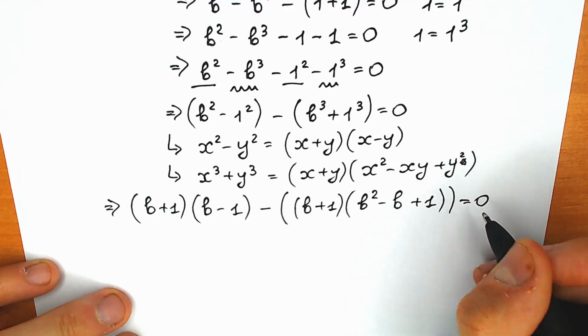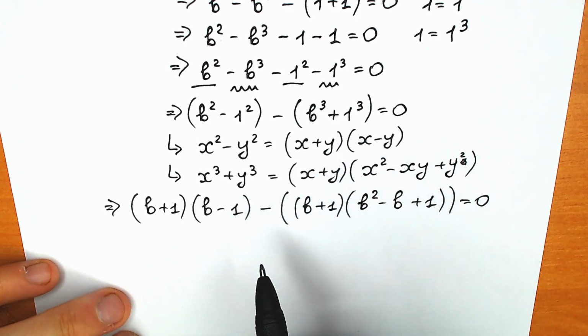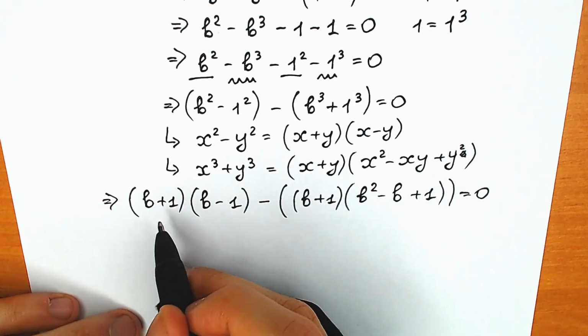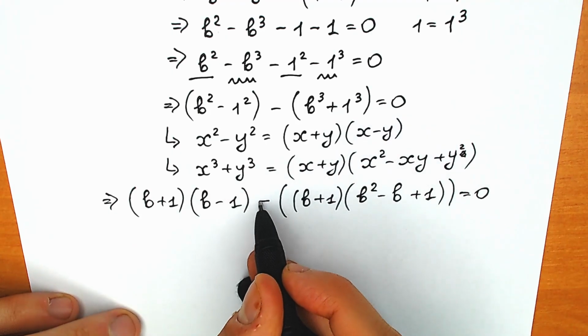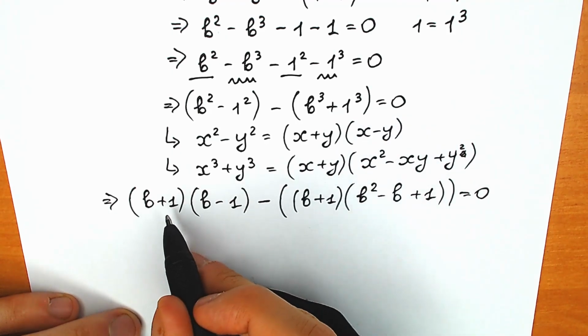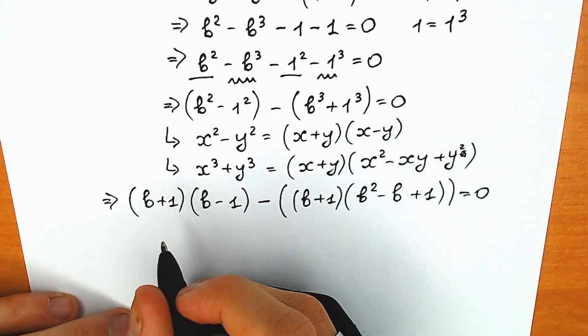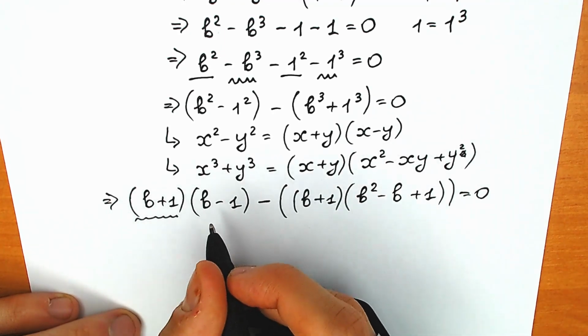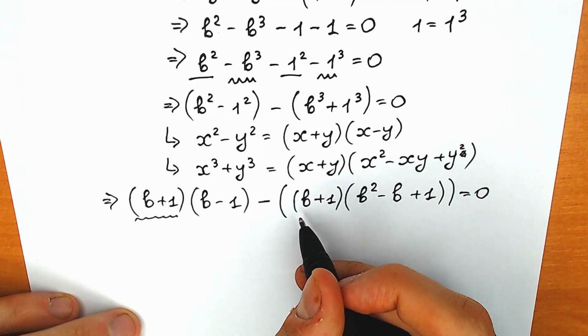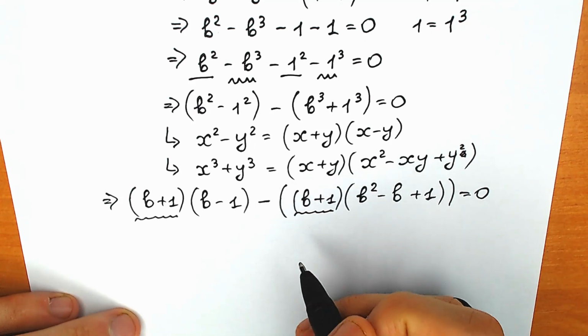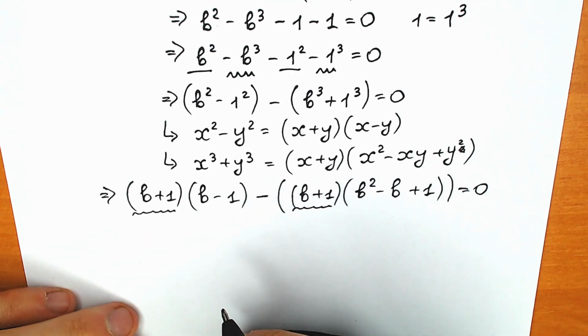Equal to 0. Okay, so we applied this formula. Really great. The second step, if you look closely, we have two sides. We have this subtraction sign and we have two sides. The first one is a product, and on the second side we also have a product, but we have a common thing. We have b plus 1 on the left side of this subtraction sign and b plus 1 on the right side of this subtraction sign. So we can easily factor this b plus 1.